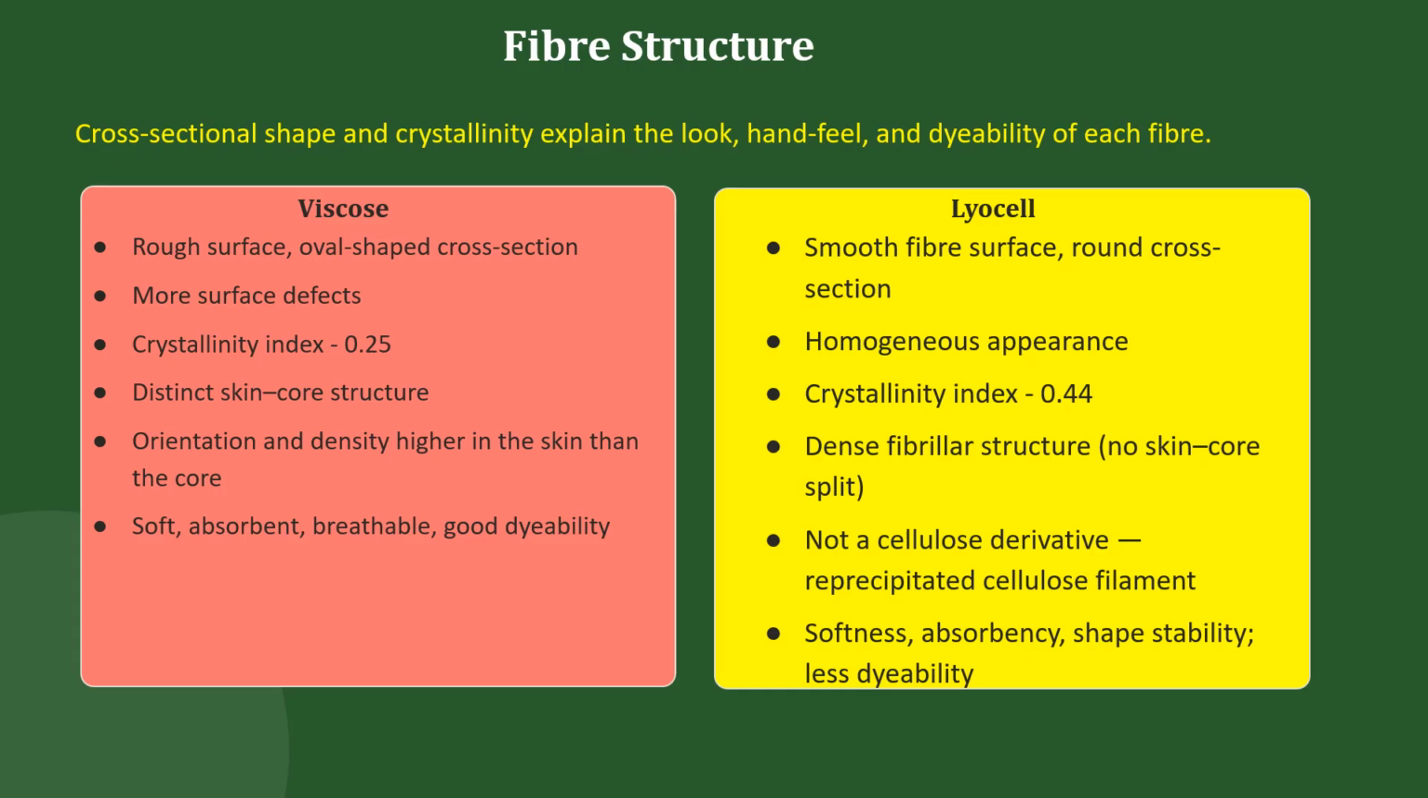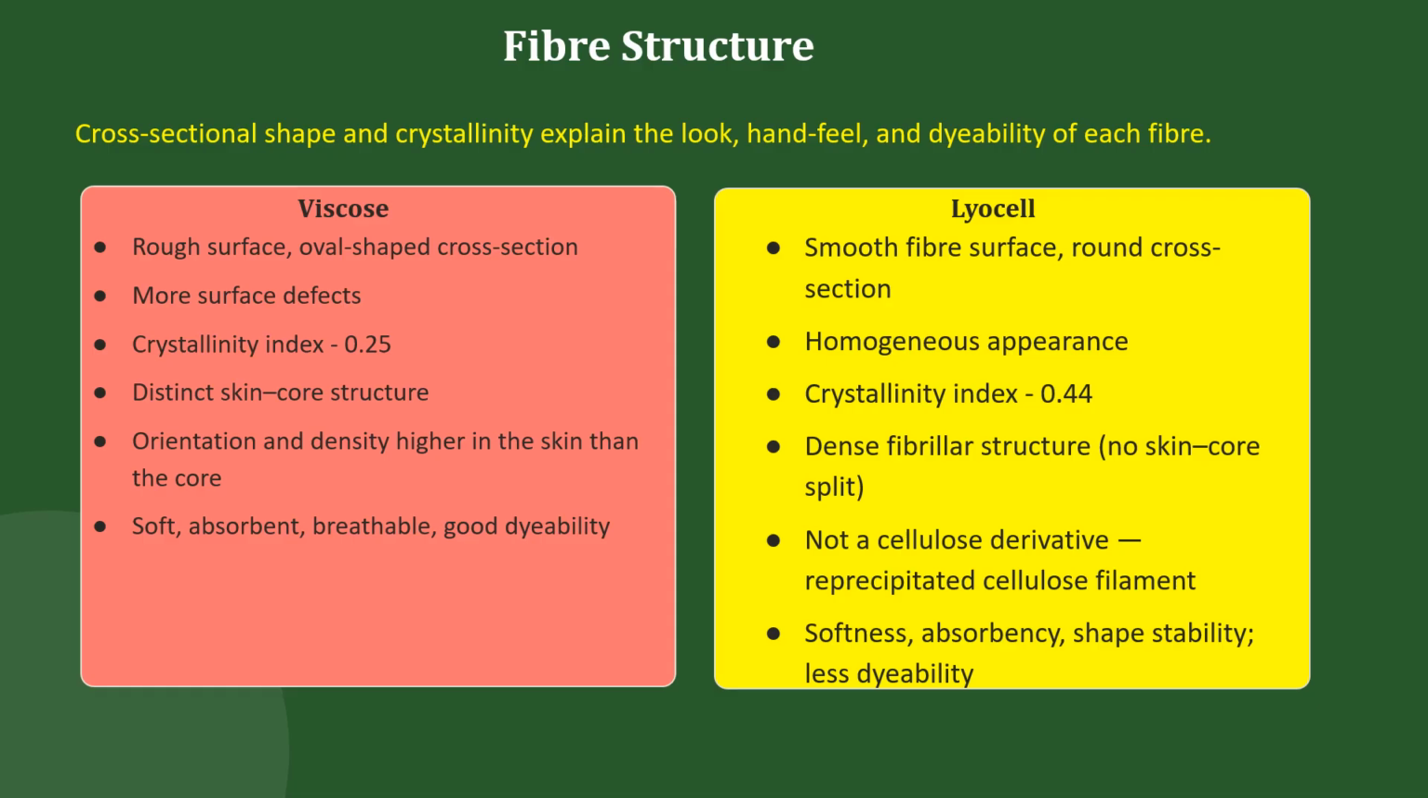Fiber structure has a major influence on strength, appearance, softness, and dyeability. Viscose fibers have a rougher surface and an oval-shaped cross-section with a distinct skin-core structure. The skin layer is denser and more oriented than the core. With a crystallinity index of approximately 0.25, viscose offers excellent softness, absorbency, breathability, and dye uptake.